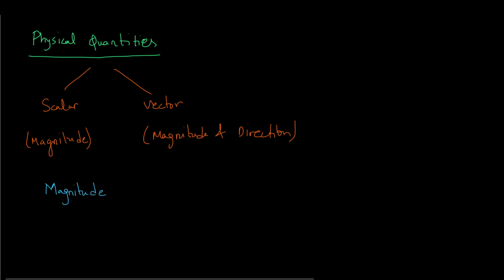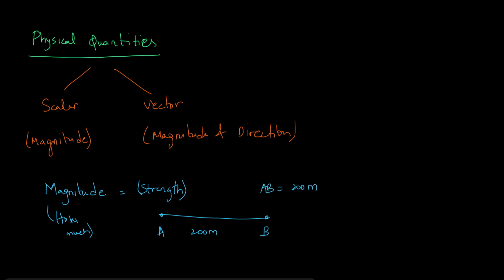So magnitude means strength, or you can say how much an object has done, how much it has traveled. Suppose if you punch a person, at what magnitude did you punch, whether it is a jab or a knockout, the strength of the punch is nothing but the magnitude of the punch. Or in physics terms, if a person is moving from position A to position B and he has traveled 200 meters, what is the magnitude? The magnitude of AB is 200 meter. So distance is 200 meter. It is irrespective of direction.